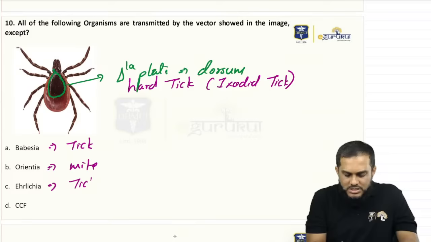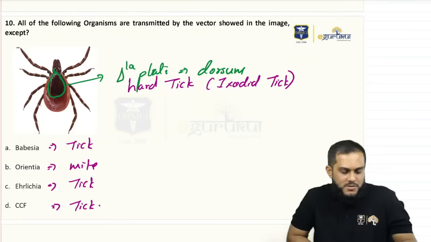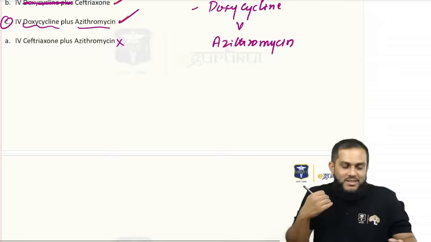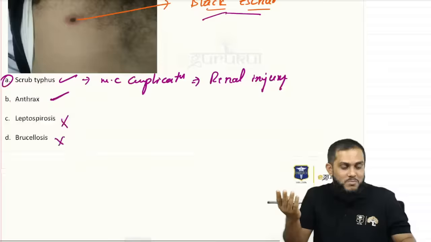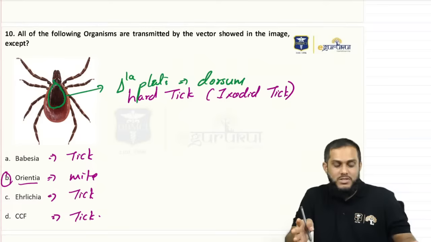The question is based on vector transmitted diseases. All these diseases are transmitted by tick except Orientia tsutsugamushi, which causes scrub typhus and is transmitted by the trombiculid mite. So many questions on scrub typhus. This is also on scrub typhus. Three questions on scrub typhus. Rickettsia and its brothers are a very important topic. This is also the treatment of scrub typhus. Here, based on the vector of scrub typhus, mite is the vector, tick is not the vector. Otherwise, all others are transmitted by tick. Moving on to the next question.